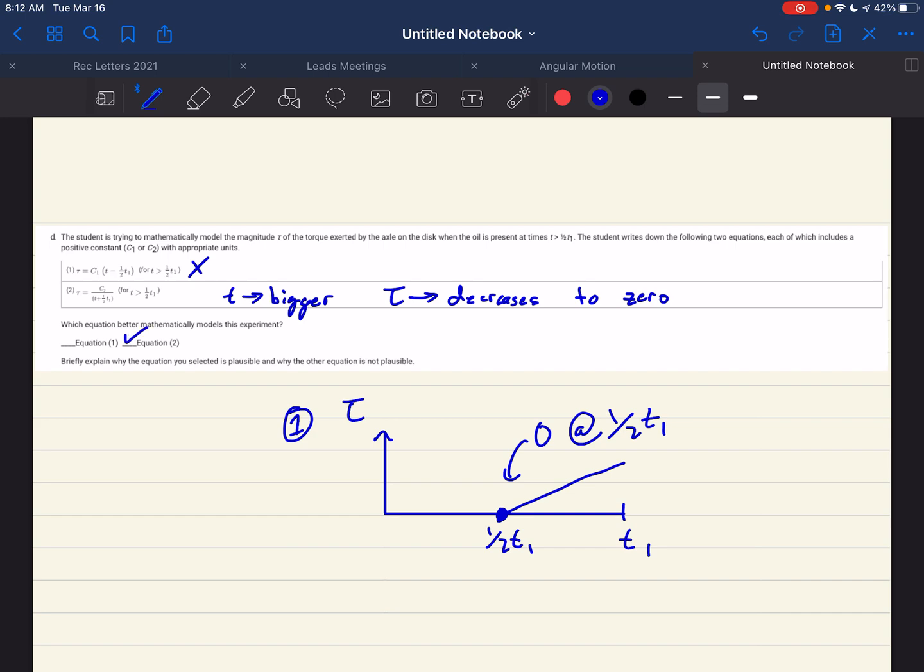Sorry, I had to pause for a minute while I was working on this and just think it through. But definitely equation 2 is more feasible. Equation 1 has the torque actually increasing over time as we go from 1/2 T1 onward. And number 2 has the torque decreasing over time as T gets bigger.